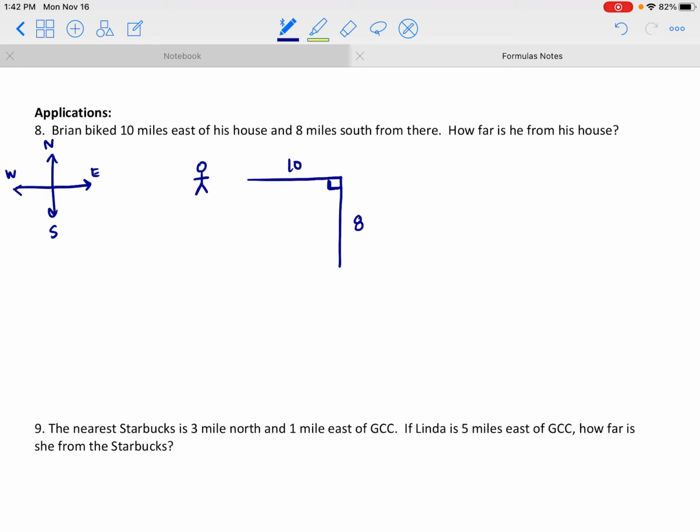So he started here and landed here. So how far is he from his house, from where he started? That is this distance here. We don't know it. Let's put an x there. So you can see that this is a Pythagorean Theorem problem. We can say 8 squared plus 10 squared is going to equal x squared. So this is 64 and 100, which is 164. And obviously there's no exact square root of that.